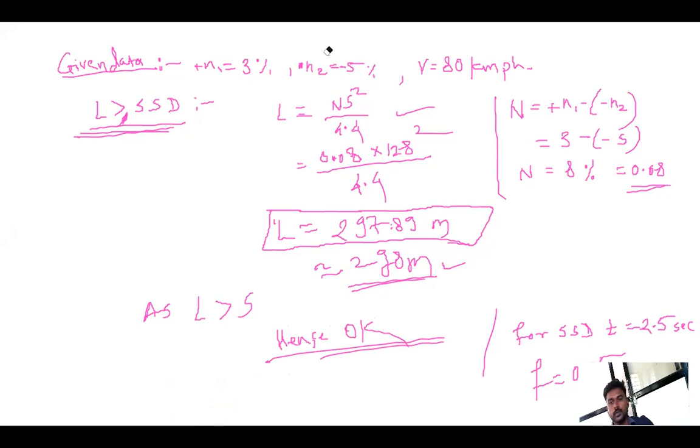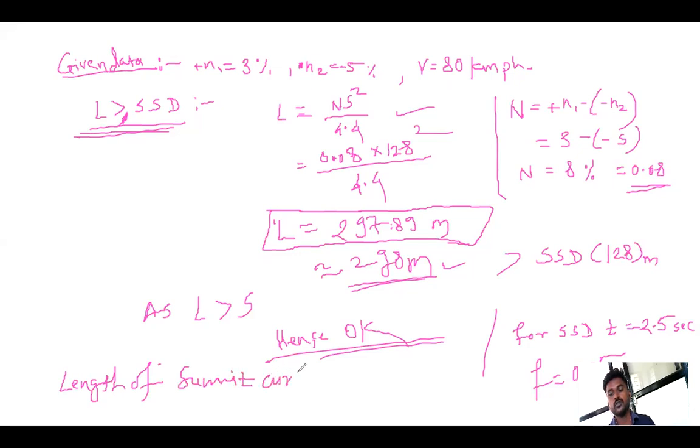So see here, at the beginning we have assumed that length of curve is greater than SSD, and it came as 298, and it is greater than SSD. SSD was 128 meters. So hence it is okay. So at the last, write down length of summit curve is equal to 298 meters.